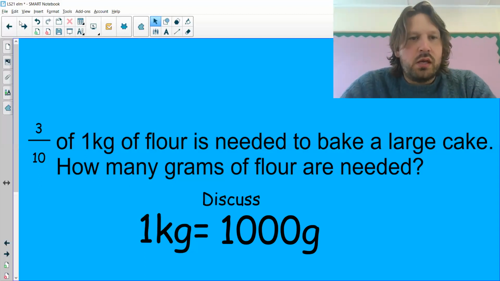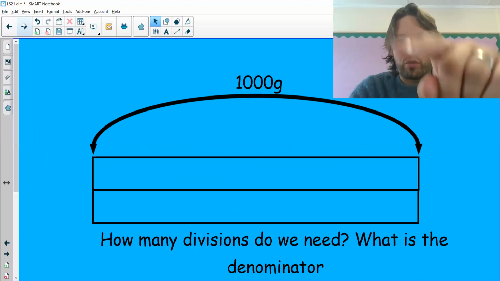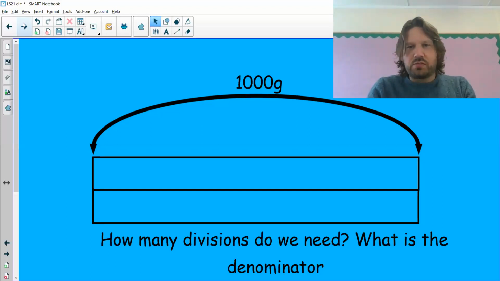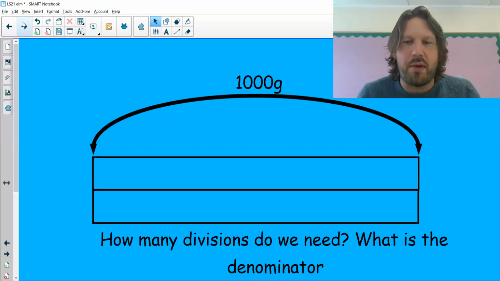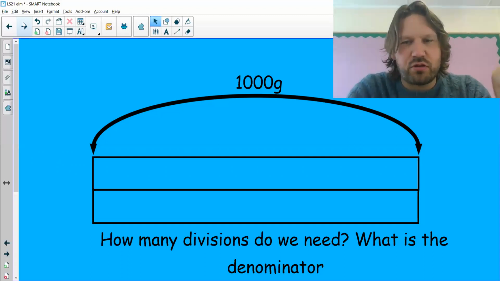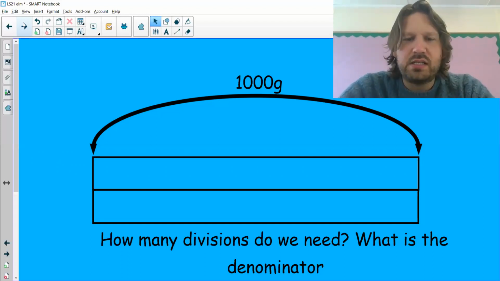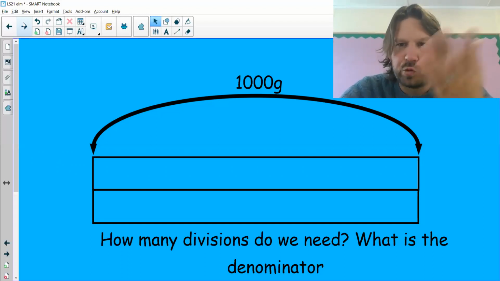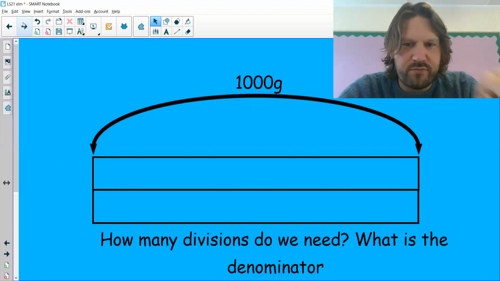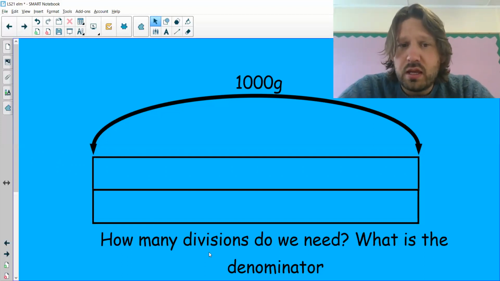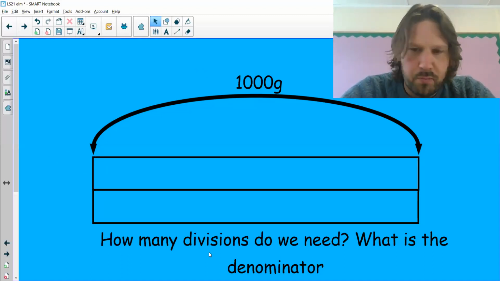Okay. So, oh, I forgot to do this. I've been moving all the things down so they don't get in the way. But still, 1,000 grams. So, in order to tackle this question, I've decided the bar method is really important. So, I've got my 1,000 grams. That's what all of it's worth. How many divisions do we need? So, how many dividers are we going to put down here? I'll tell you. What is the denominator? If you know the denominator, you know how many boxes you need.